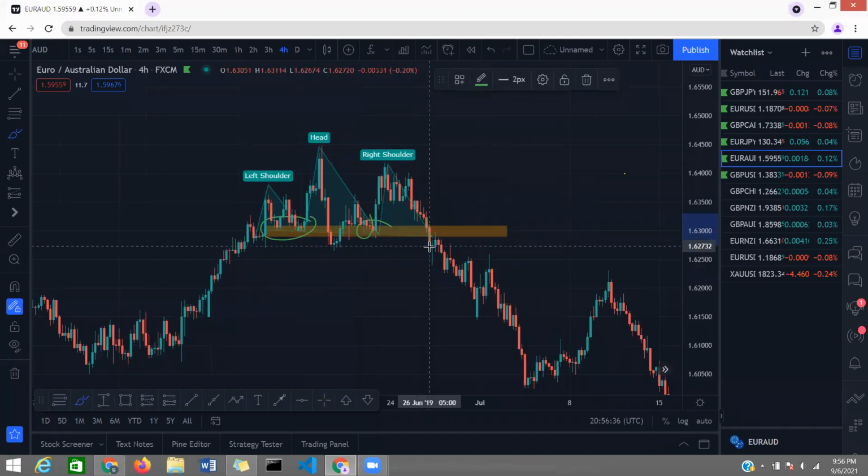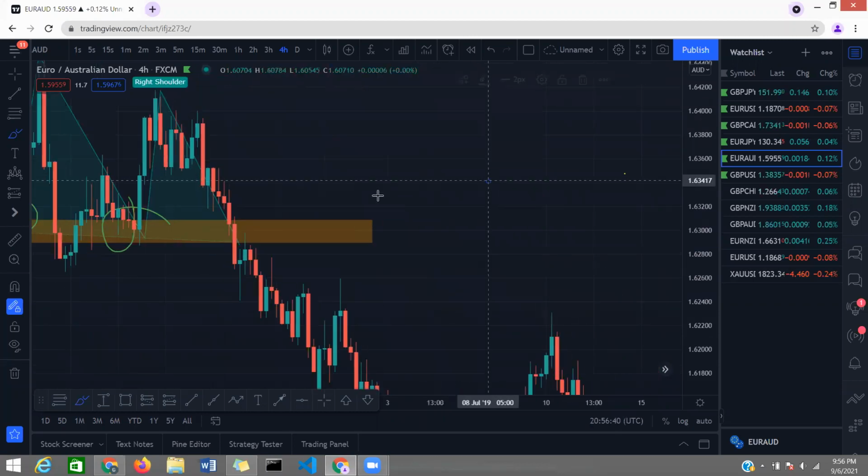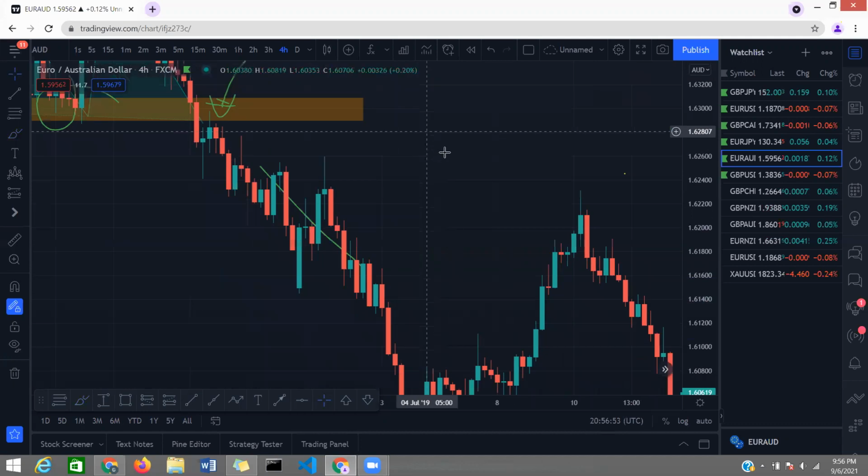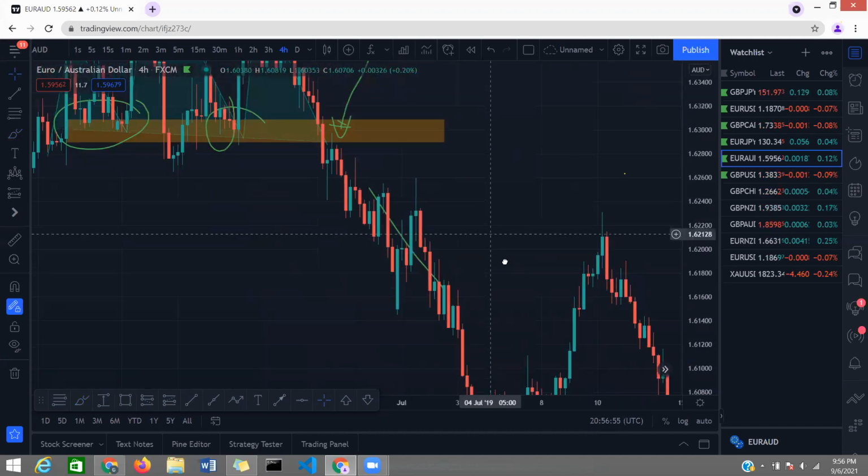Once price broke after the right shoulder, what did we have? A clean retest of that level. So if I zoom in, you'd see once price broke that level, we had a clean retest of that level with these two green candles, these two bullish candles. And as soon as that happened, price fell off from that level. And ever since then, price has been falling off from that particular level.